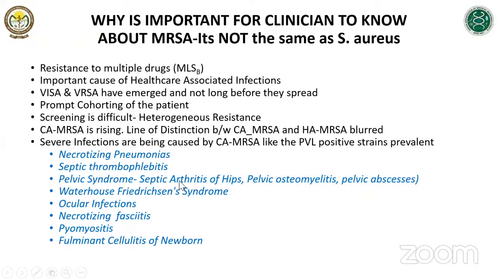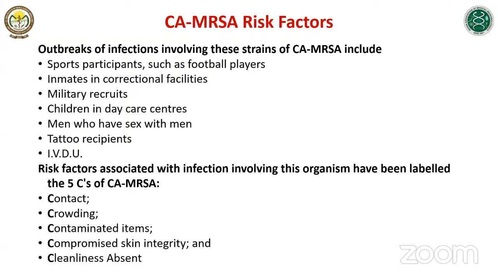And so severe infections have been found, like necrotizing pneumonia, septic infections. So they can produce a lot of severe infections. So that's why we have to know the in and out of MRSA also. Community-acquired MRSA and hospital-acquired MRSA have different risk factors, like sport participants, inmates in correctional facilities. So all these things should be taken in the patient's history.